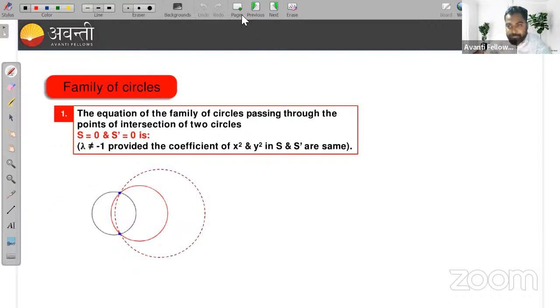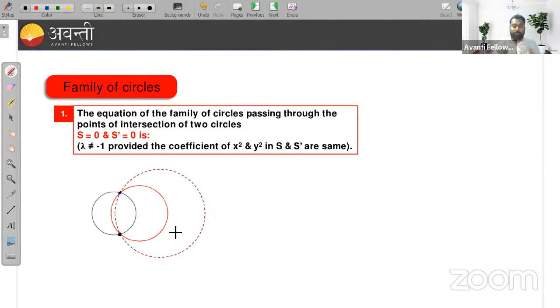Family of circles. So, equation of family of circles. There are four cases. And the first case is the equation of family of circles passing through the point of intersection of two circles. If two circles are intersecting each other, the number of points of intersection will be 2. And passing through these 2 points, how many circles can you draw? The total system is called the family of circles, right?